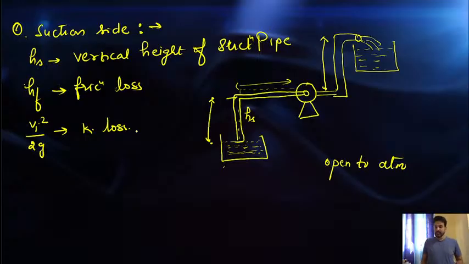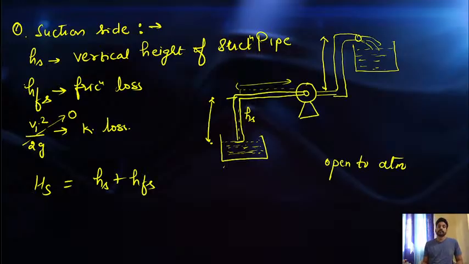Okay, but guys, most of the time, the diameter of the suction pipe will be larger. So this will be 0 most of the time. You will get 0. Is it clear to you? So at the suction side you will find the head is basically HS plus HFS. At the suction it is HFS. So this is basically the suction side head.